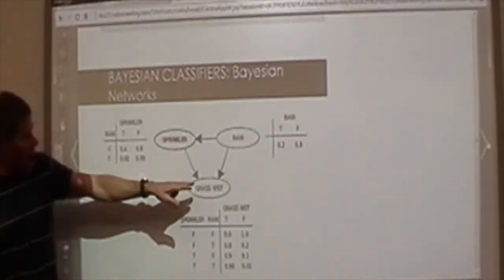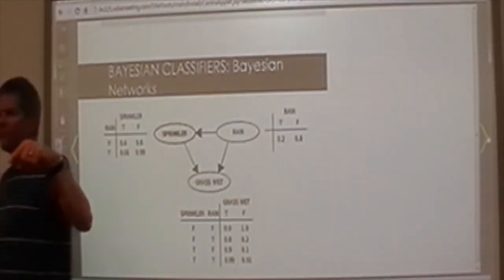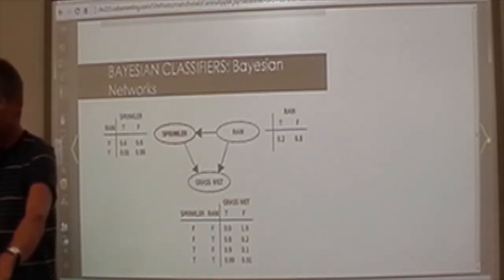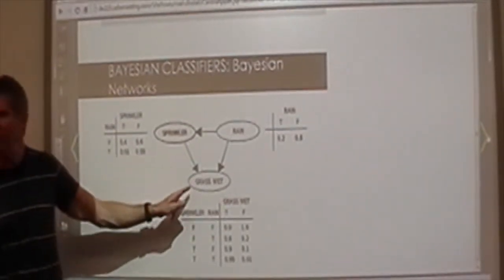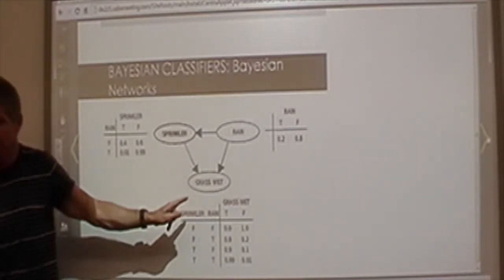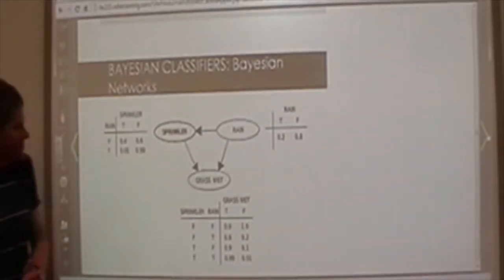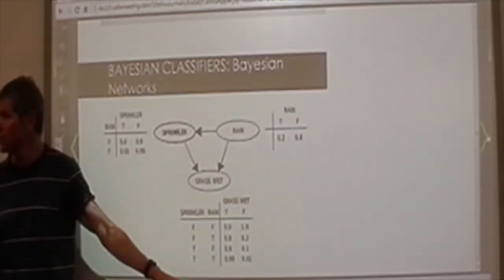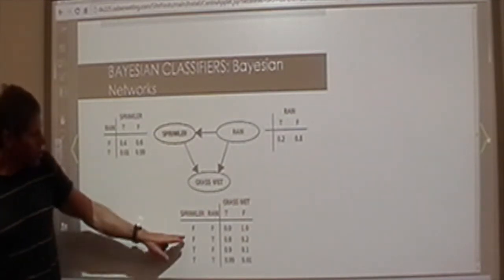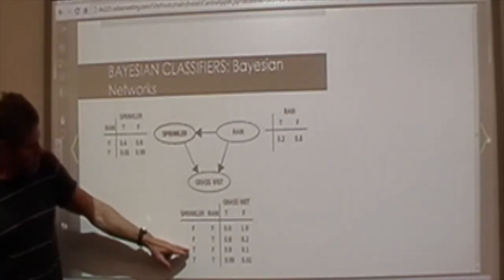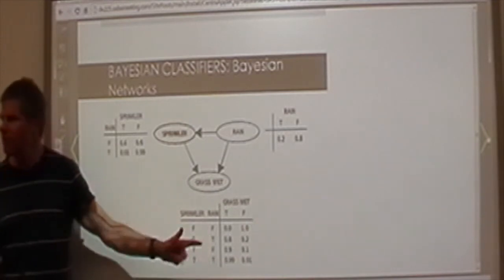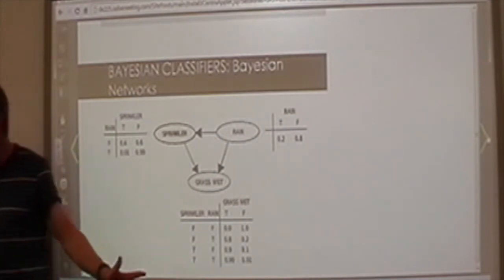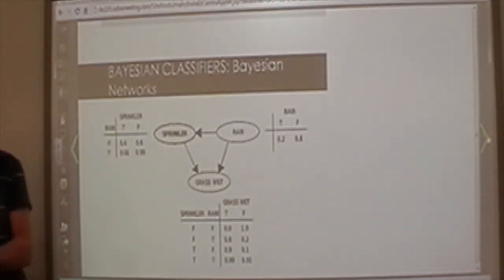Then we look at the bottom, grass wet, and notice for grass wet we actually have two arrows pointing in, one coming from rain and one coming in from sprinkler. And so what that means is we have four possibilities of the combination of sprinkler and rain. So sprinkler could be false or true, but at the same time rain could be false or true, so that gives false, false, false, true, true, false, or true, true as our inputs into grass wet.